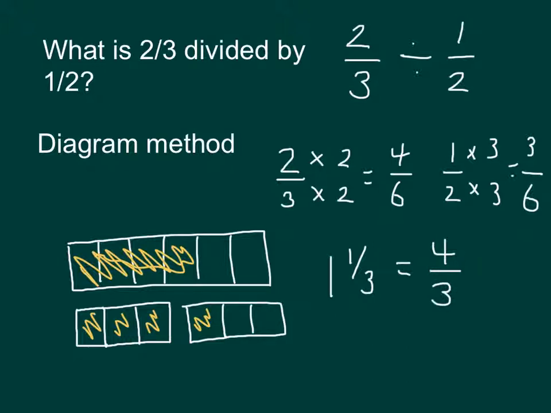You might remember that when we had the same denominator, you could look at the first number on the top and the second number on the top, and then divide them like that. That's the diagram method.